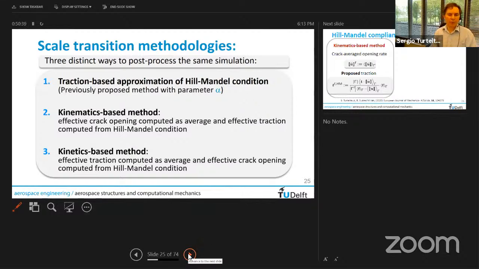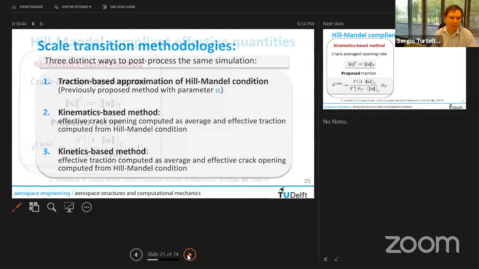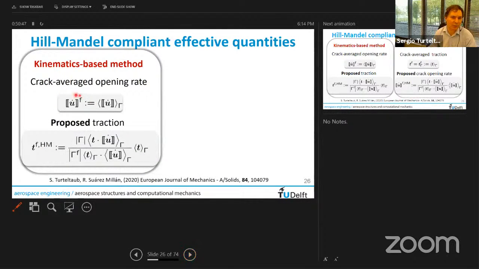So to give you an overview of the methods and a bit of the formulas, let me start with this kinematic space method. Here we define the effective crack opening rate as the average, and we propose as a definition of the traction something that is no longer an average, but a modified average. And this is what bad students do in the following sense. It says, well, this is the solution that I would like to have. And this is what I get.